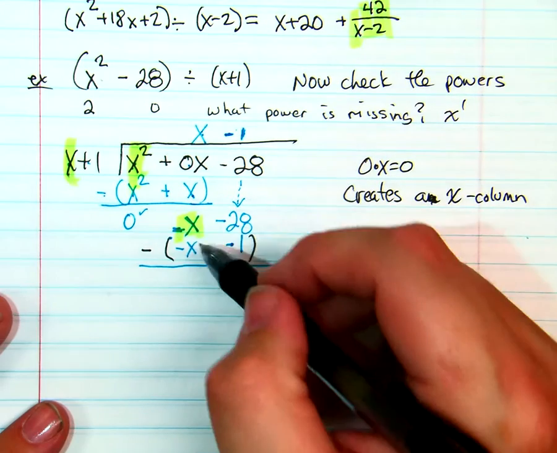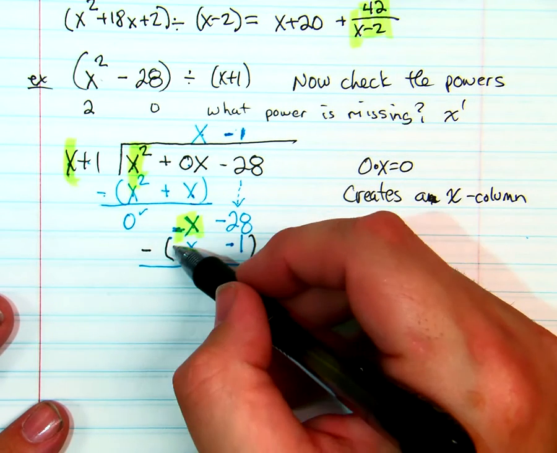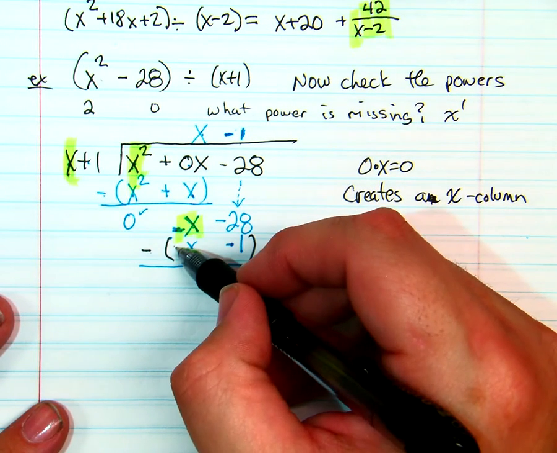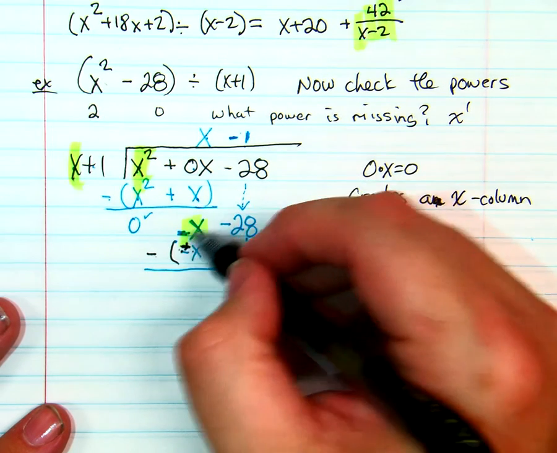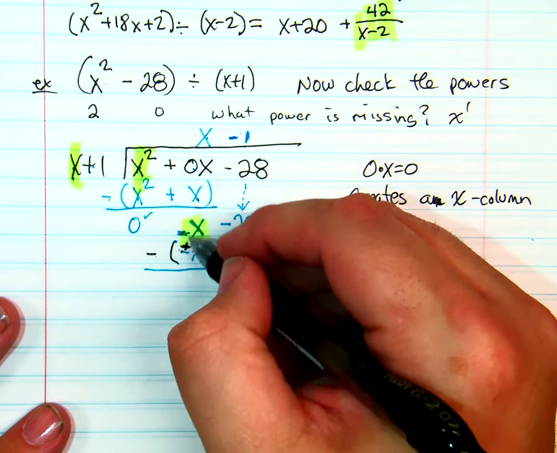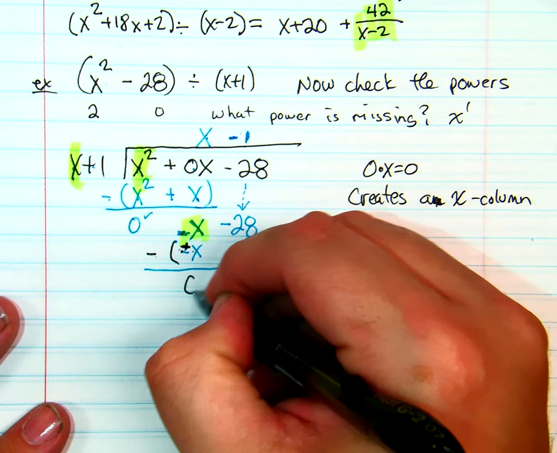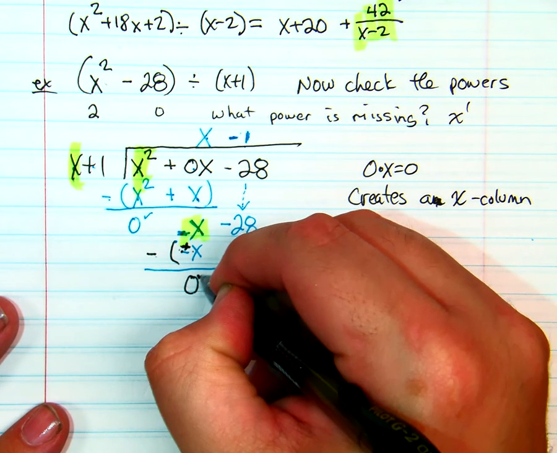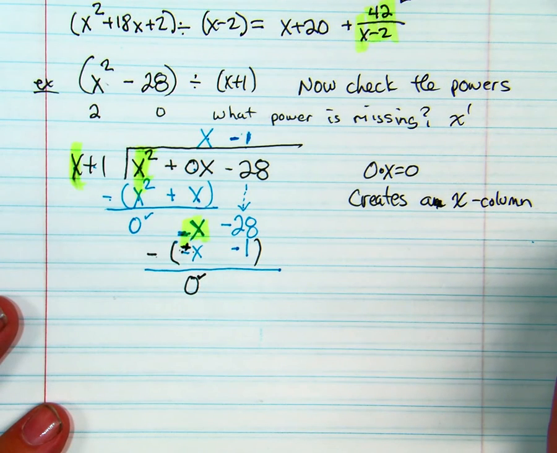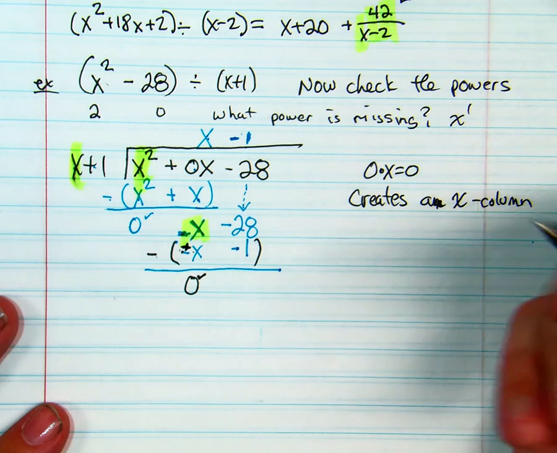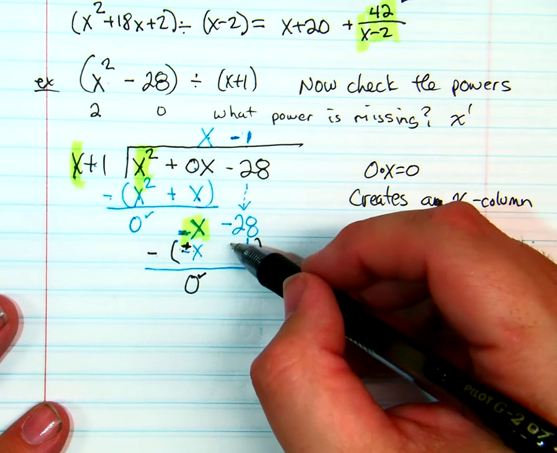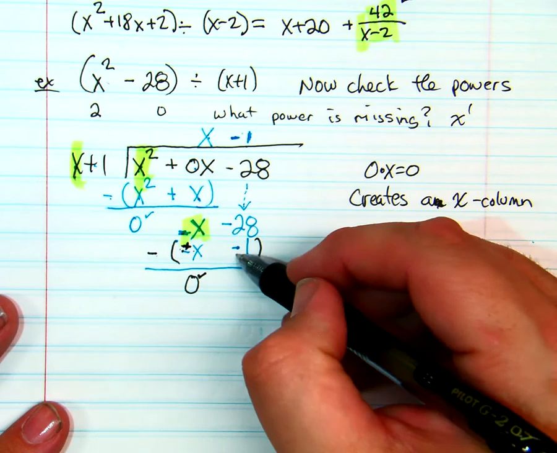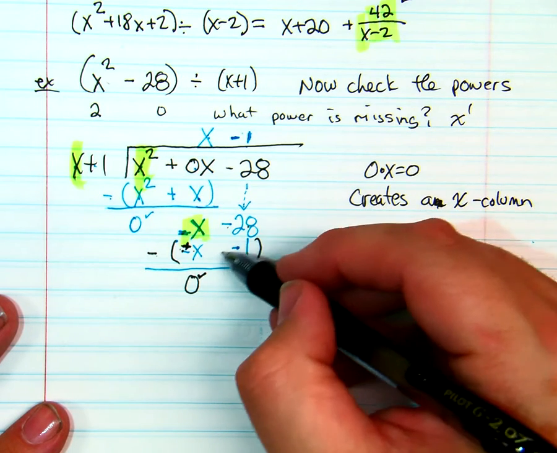Negative x minus a negative x. When you subtract a negative, what are you doing? Positive. If you want to shorthand a positive right there, you get negative plus a positive. What do you get here? 0. Is that what we wanted? Yep. Now I have negative 28 minus a negative 1. I subtract a negative 1. That means I'm really adding 1. So negative 28 plus 1 is negative 27.